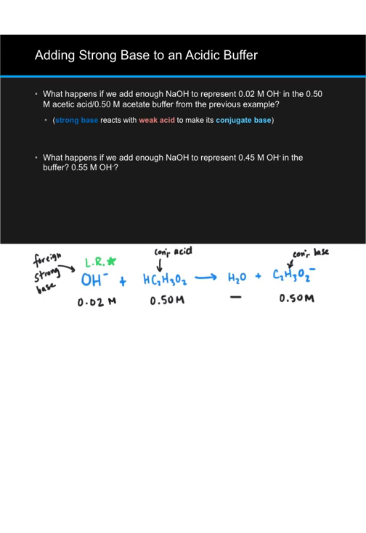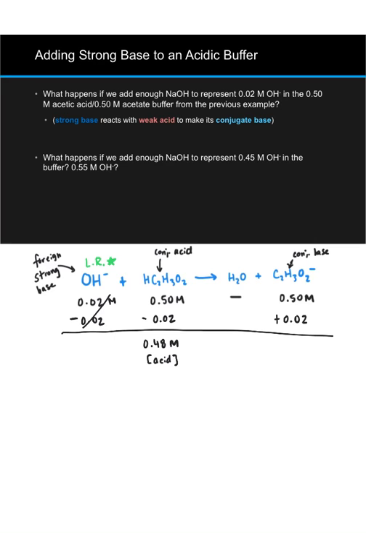It's going to be used up completely, and a stoichiometrically equivalent amount of acetic acid will be consumed, and acetate will be produced. So that by the time this reaction is complete, we have 0.48 molar acid left over. This is our new concentration of conjugate acid. And we have 0.52 molar acetate. This is the new concentration of our base.